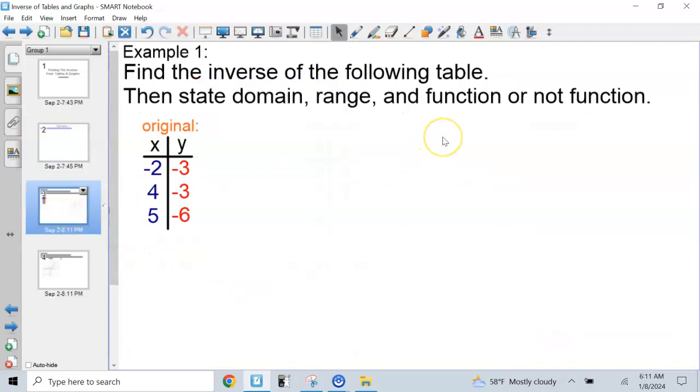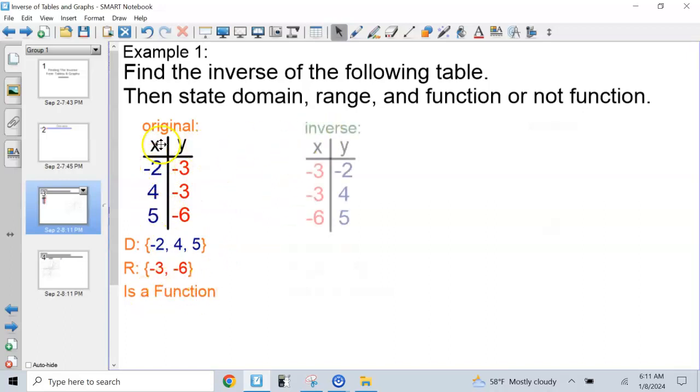Here's our first example. Find the inverse of the table, then say domain, range, function, or not function. So for the original, the domain is all the x's, so -2, 4, 5. The range is the y's, -3, -3, -6. The -3's repeat, don't write it twice. Because no x is repeated, it is a function.